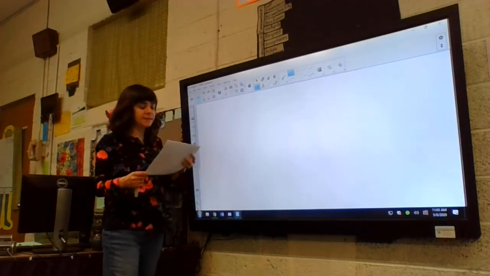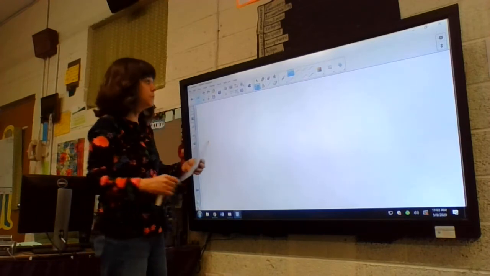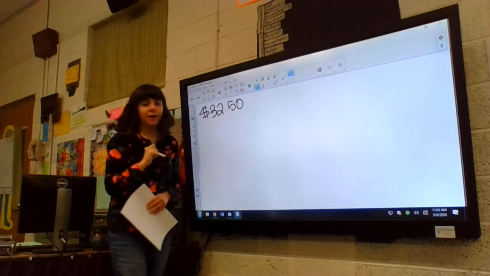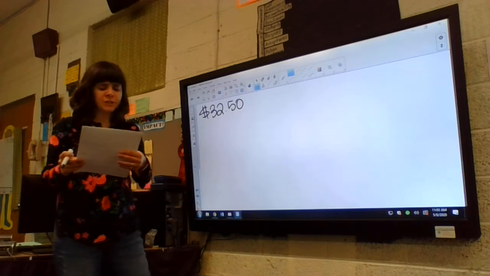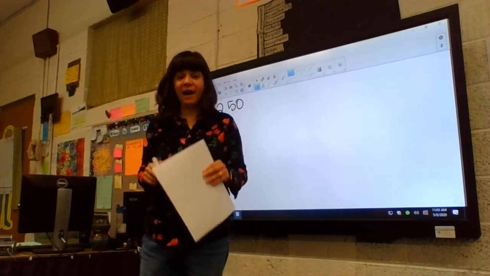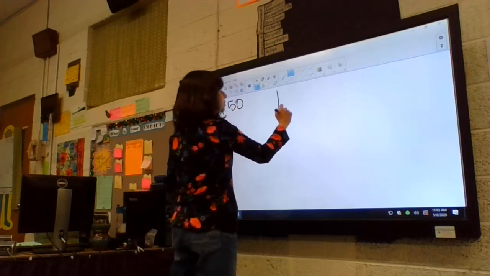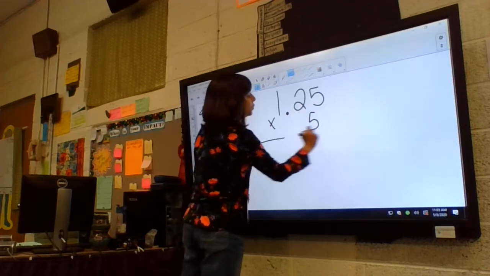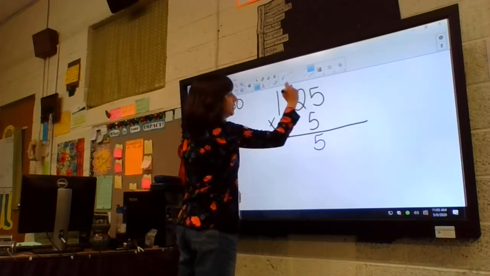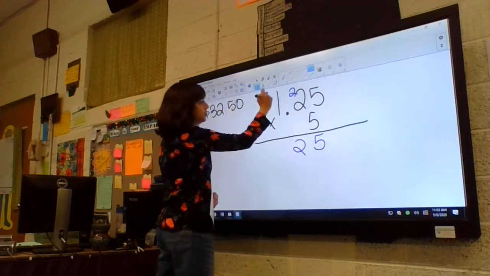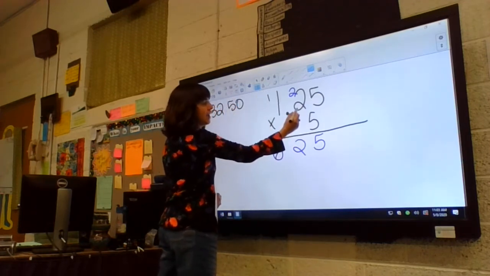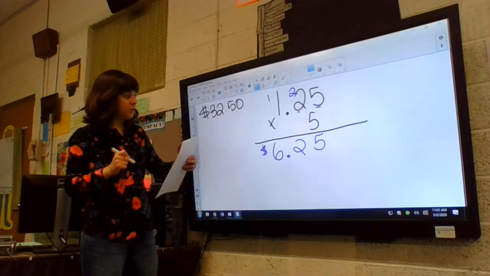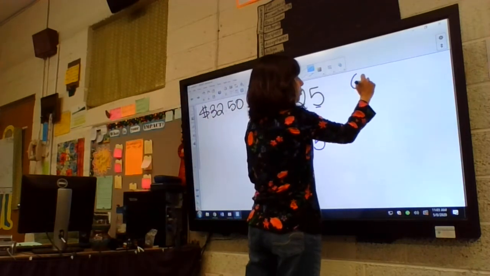Number two for Monday says, Leslie's bill at the store was $32.50. Okay, that's how much she paid total. She spent $1.25 on each of 5 boxes of cake mix. So she spends $1.25 on each box, and there's 5 boxes of cake mix. So we're going to multiply. 5 times 5 is 25. 5 times 2 plus 2. 5 times 1 is 5, 6. I have 2 places after my decimal. So my decimal is going to go here. So she spent $6.25 just on cake mix.